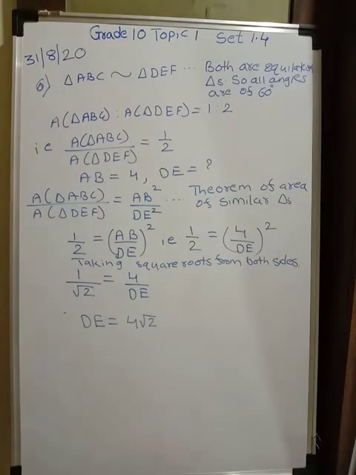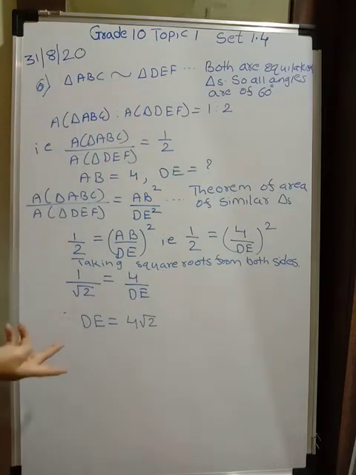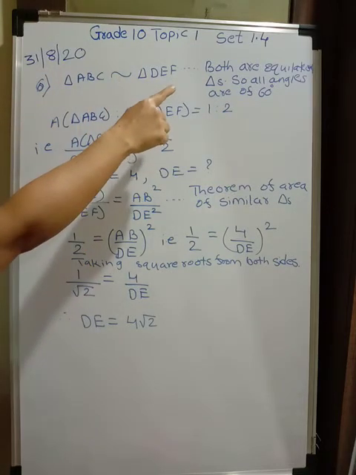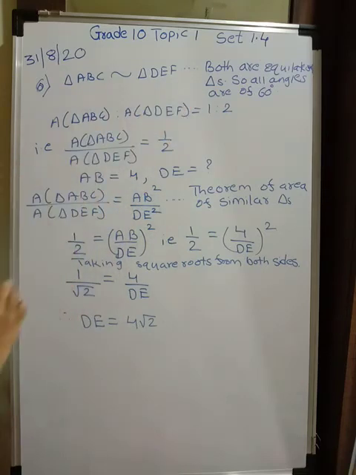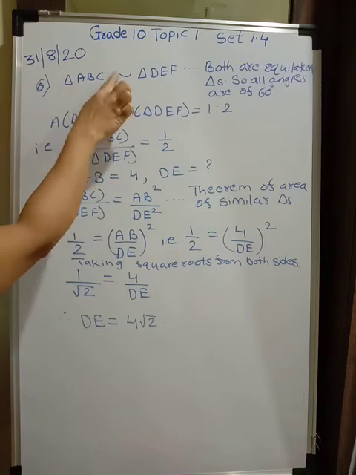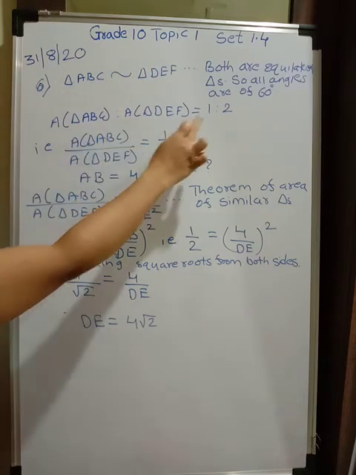Now this is your sixth problem. Now see students, they have given triangle ABC and triangle DEF are equilateral triangles. Equilateral triangle means all the angles will be of 60 degrees in both the triangles. So that itself tells you both the triangles are similar by AAA test of similarity, and therefore I have written both are equilateral triangles, so all angles are of 60 degrees, and therefore triangle ABC is similar to triangle DEF. Now ratio of their areas is given as 1:2.